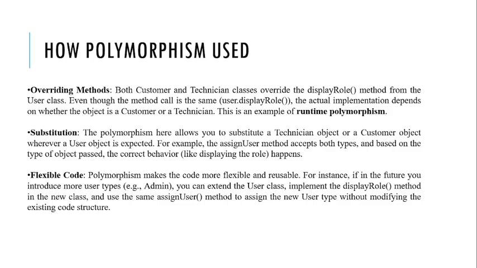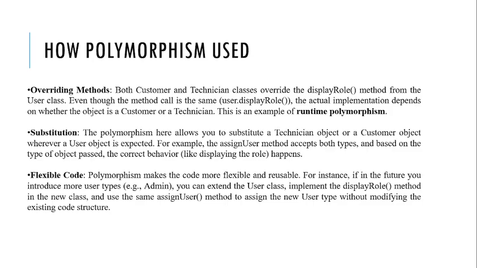Substitution: polymorphism here allows you to substitute a technician object or a customer object wherever a user object is expected. For example, the assign user method accepts both types and, based on the type of object passed, applies the correct behavior.